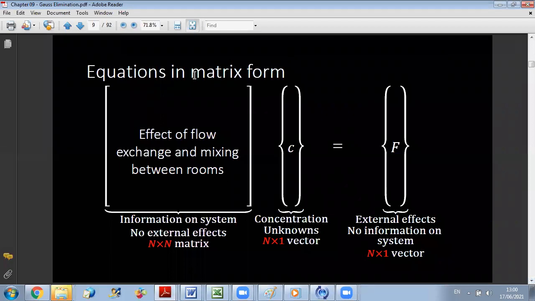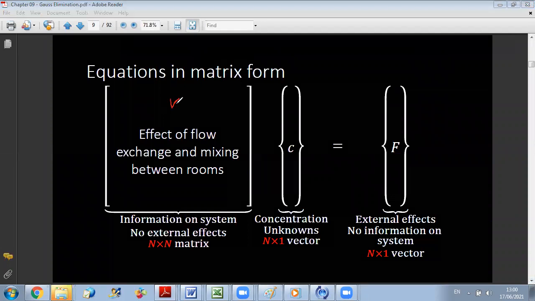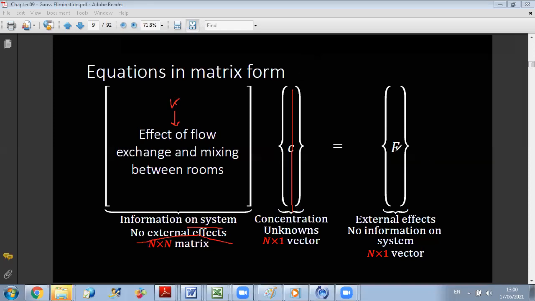In this case, K will be replaced by the effect of flow exchange and mixing between rooms, because this matrix will always be related to information on the system without taking into consideration external effects. Here, the unknowns will be the concentrations in the different zones, and the external effect will be the flow rate of exchange with the outdoor environment, so inlet and outlet flow rates.